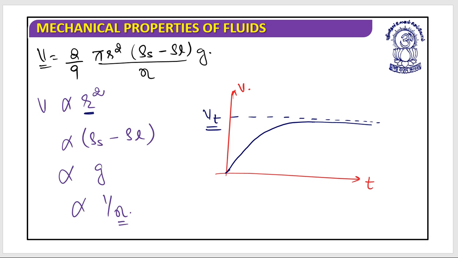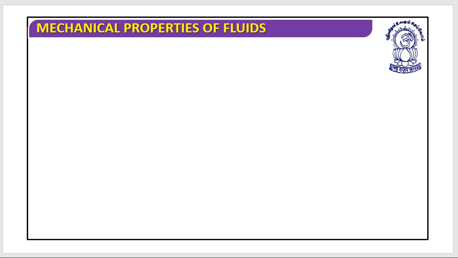It depends on the square of the radius, depends on the density of solid minus density of the liquid, depends on g, depends on 1 by eta. Have you noted it? Great. Let's work on the question.